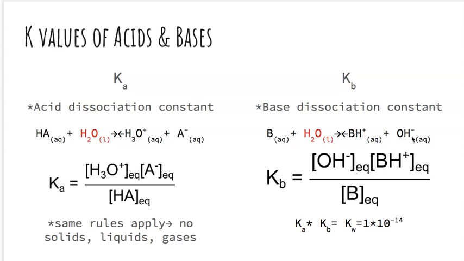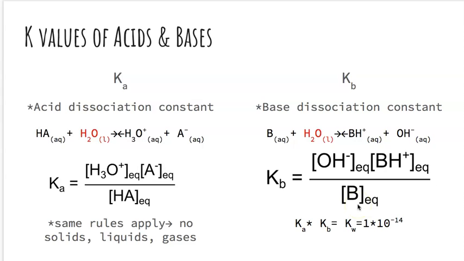And then, just like for any other equilibrium, we don't care about solids, liquids, and gases. They don't have concentrations. So your Ka expression is your H3O plus, or you might call this H plus, times A minus over HA. Or your Kb expression is OH minus times BH plus over B. It's the same thing we've done before.